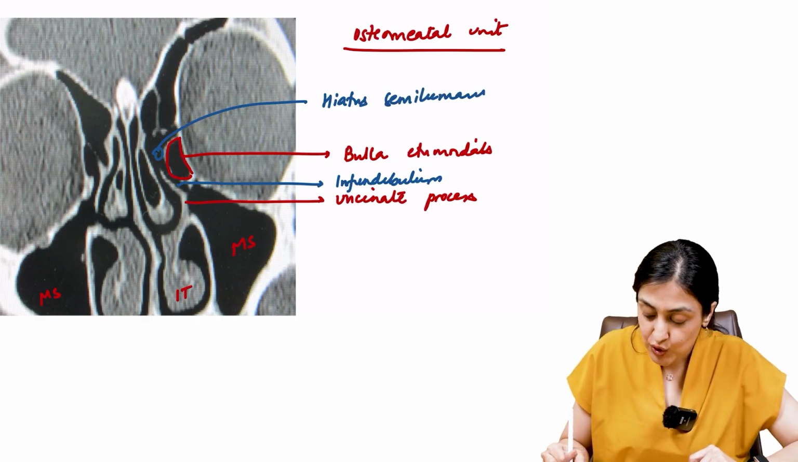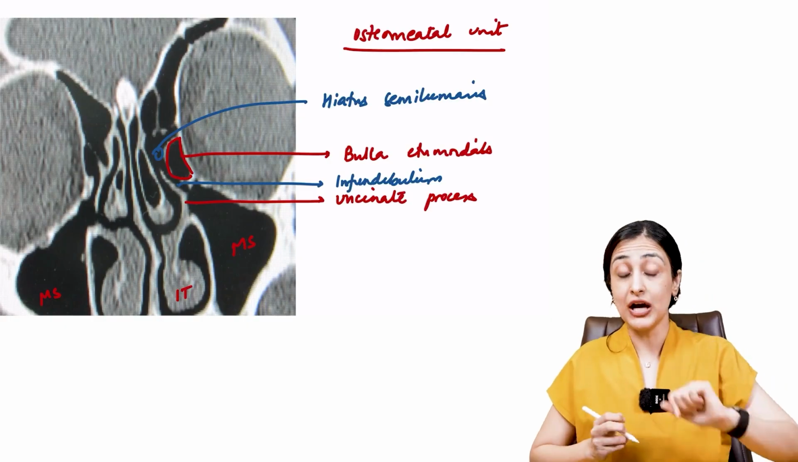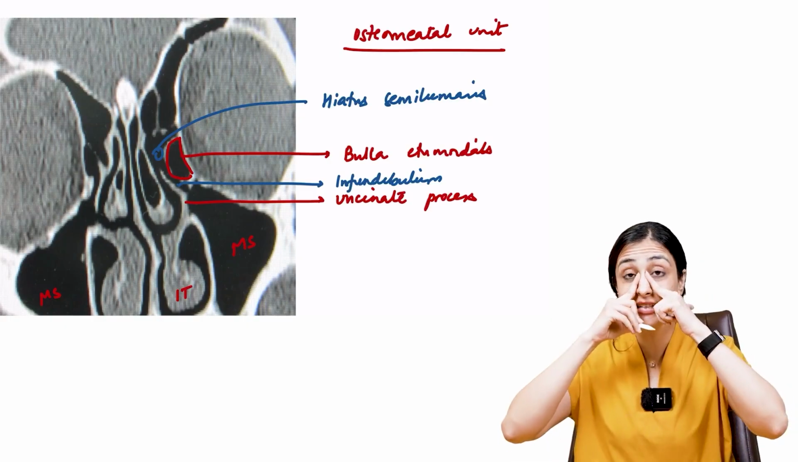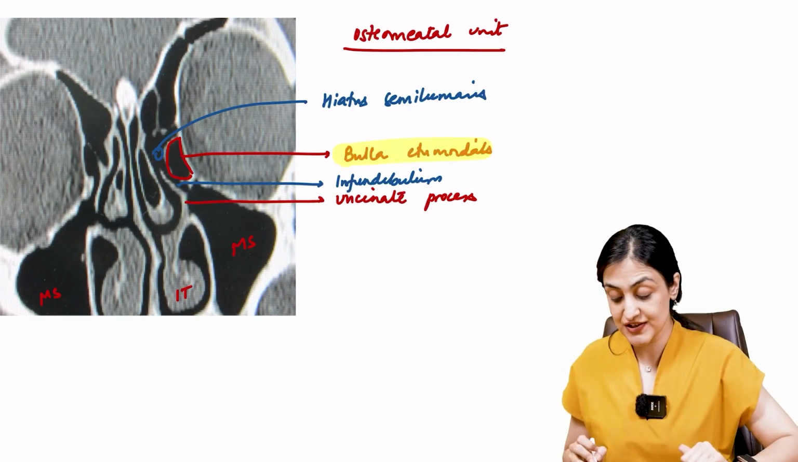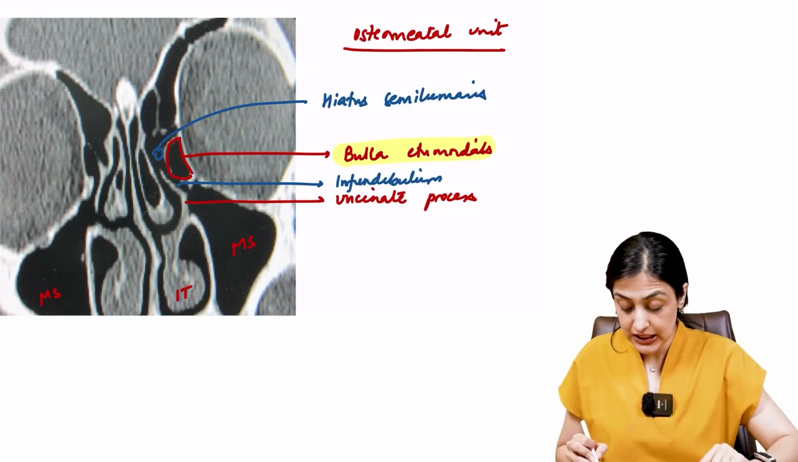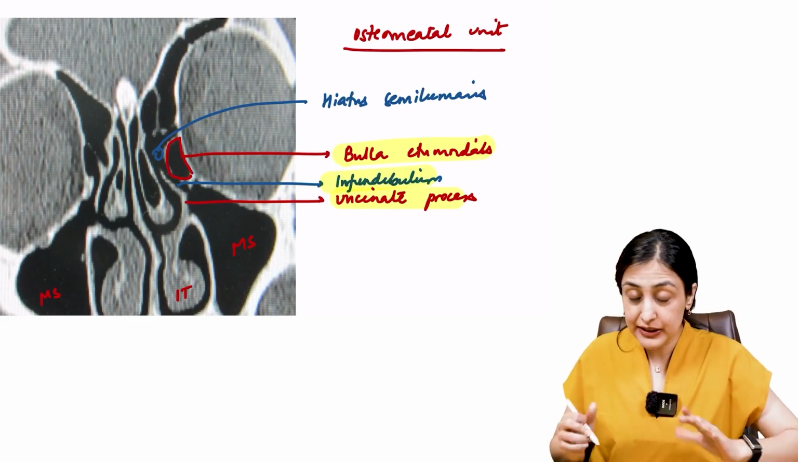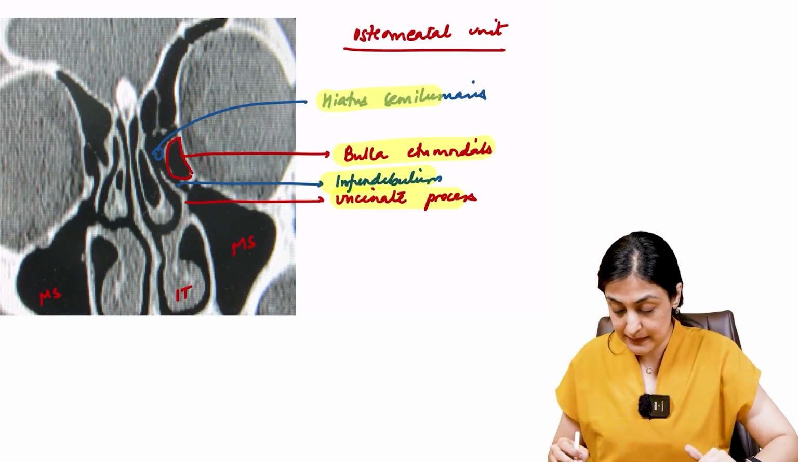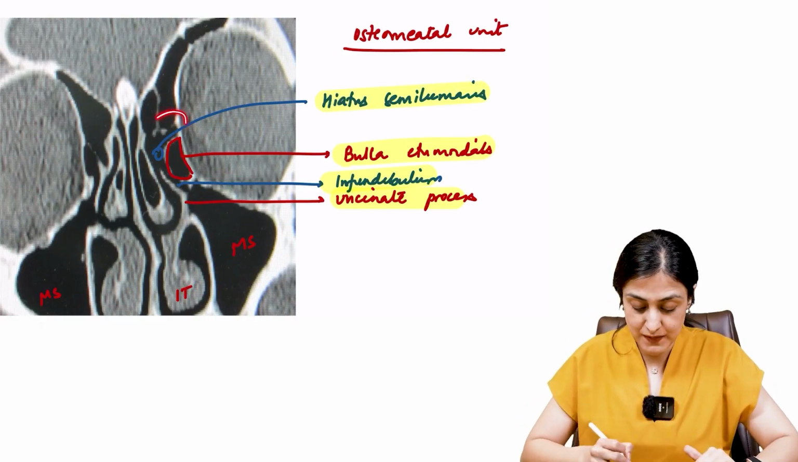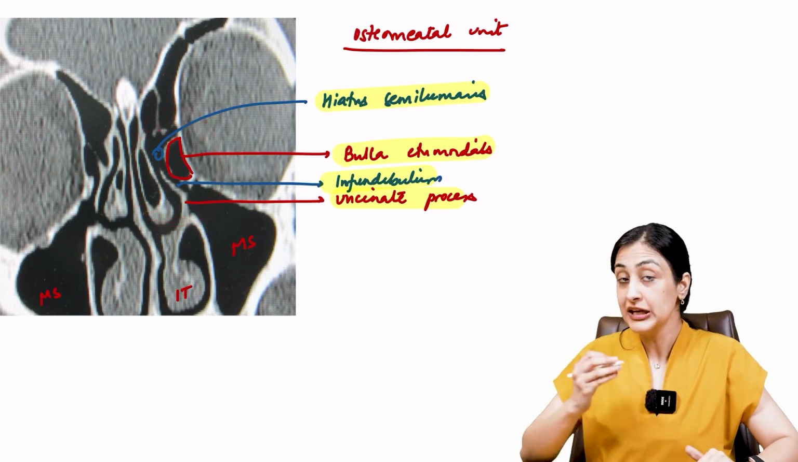All right. So what all parts did I name? Bulla ethmoidalis from the medial wall, the largest ethmoidal air cell. Now this bulla is the biggest. I had the uncinate process coming in. I had the infundibulum opening into the hiatus semilunaris. So this is what forms this osteomeatal unit.